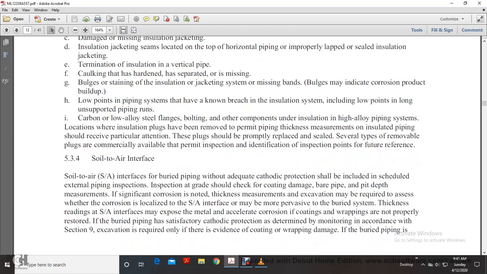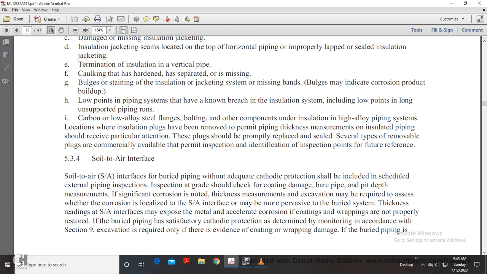Soil to air interface. The soil to air interface is where buried piping comes up out of the ground. Adequate cathodic protection should be included in scheduled external piping inspection. Inspection at grade should check for damaged coating or bare pipe, with depth measurement, and any significant corrosion noted with thickness measurement.